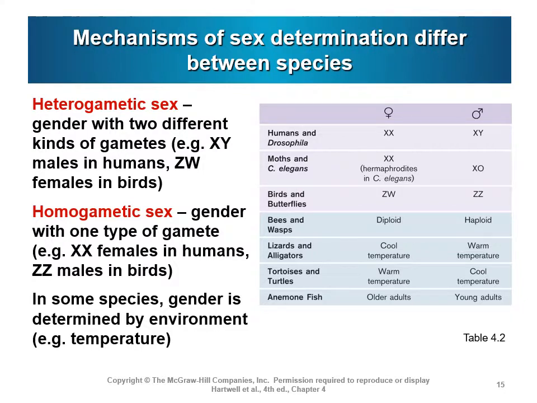Lizards and alligators, cool temperature will result in females and warm temperature will result in males. Tortoises and turtles, warm temperature is for females and cool temperature is for males. Anemone fish, older adults will be females and young adults will be males.